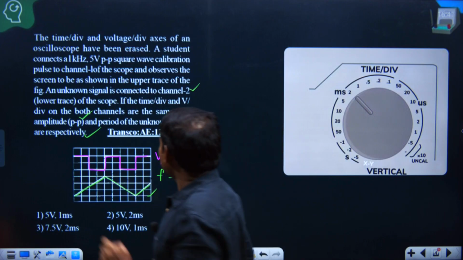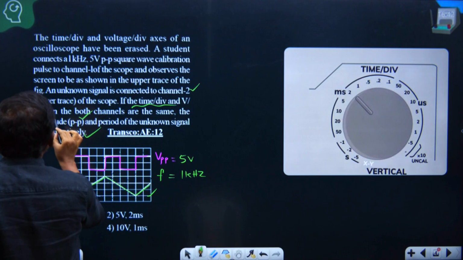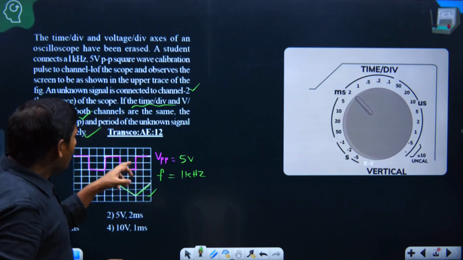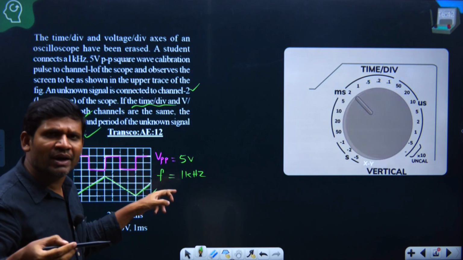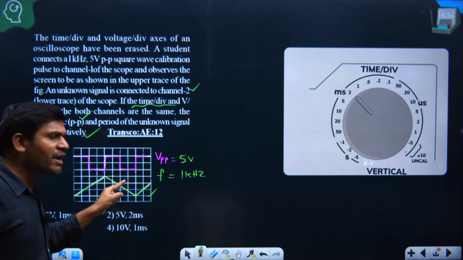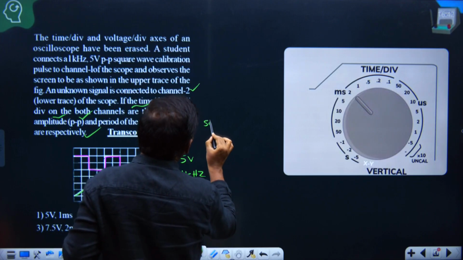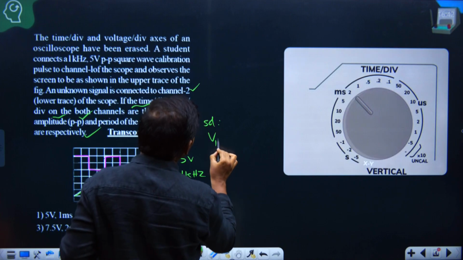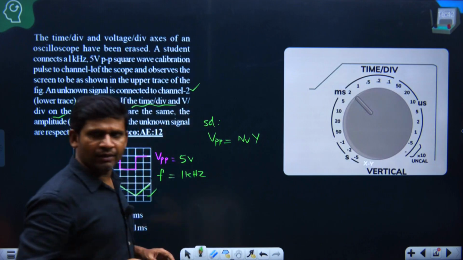But one condition is given in the question: if the time per division and volts per division are the same, then for a known waveform you have to calculate the volts per division and time per division, and use the data to calculate the peak to peak voltage and time period of the unknown waveform. Students, we know the peak to peak voltage formula in CRO is NV into Y.